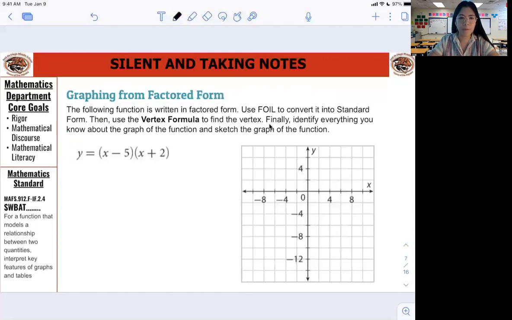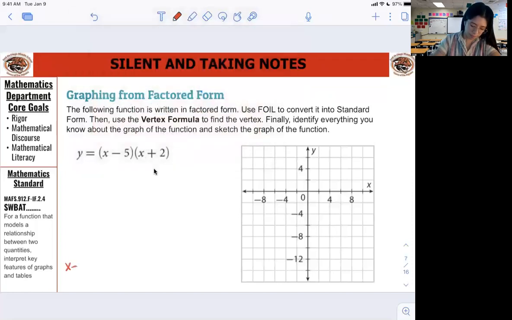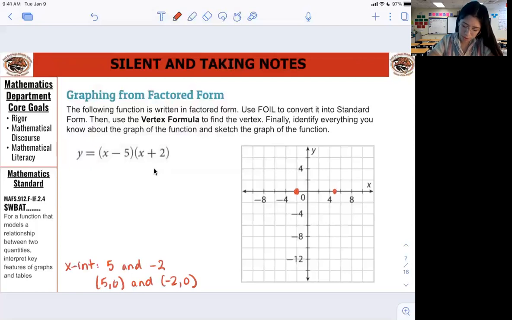So we're going to start off by graphing the x-intercepts. Since I have this in factored form, what are my 2 x-intercepts? +5 and -2. Now remember, those are coordinate points, so this is 5, 0 and -2, 0. So there's my -2, there's my 5. It's going by 2s, so the 5 is in between 4 and 6.